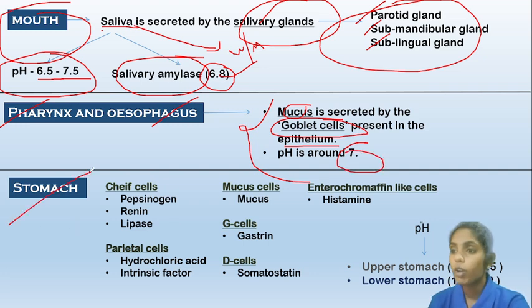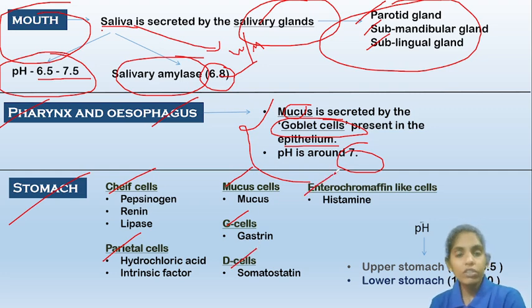Now coming to the stomach. In the stomach a wide variety of fluids, enzymes, and hormones are released, and the stomach also contains a number of cells, and all these cells are present in the epithelial lining of the stomach. And what are the cells? Chief cells, parietal cells, mucus cells, G cells, D cells, and enterochromaffin-like cells. Now each cell secretes different types of enzymes and hormones. Let us know what they are.